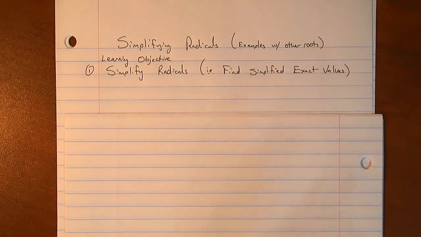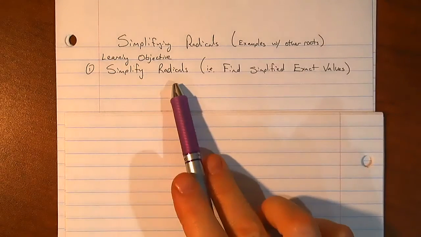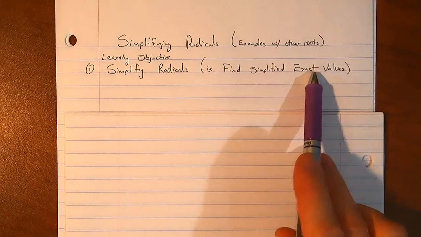In the second video, we looked specifically at how to do this with square roots. And here we are in our final video. We're going to look at other types of radicals in this video. So our learning objective hasn't changed. In all three videos, we're trying to simplify radicals by finding a simplified exact value.